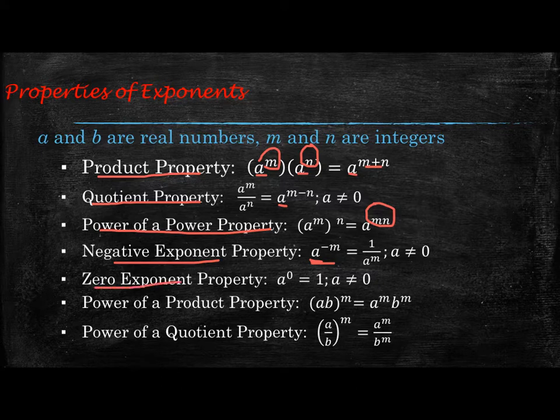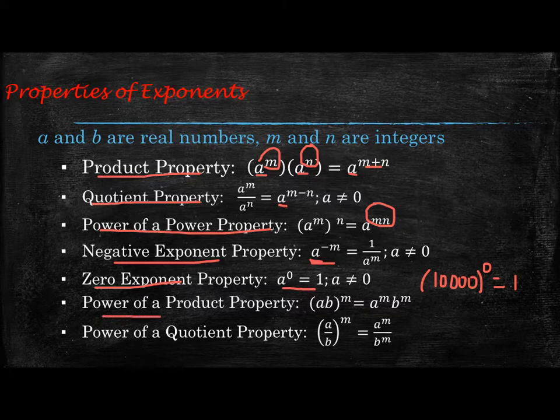Zero exponent, anything to the 0 power is equal to 1. It doesn't matter what you have. You could have 10,000 to the 0 power, and it's still equal to 1. So anything to the 0 power is equal to 1.